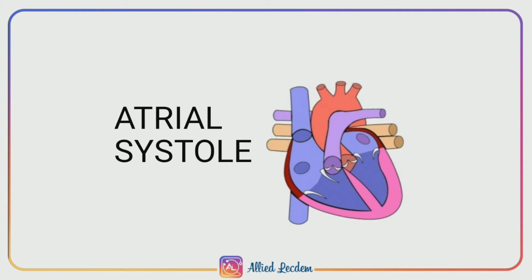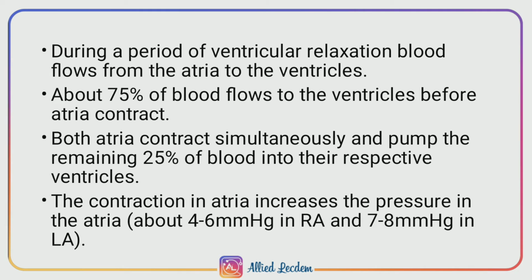Atrial systole, that is atrial contraction. During a period of ventricular relaxation, that is ventricular diastole, blood flows from the atria to the ventricles. About 75% of blood flows to the ventricles before the atria contract, and then both the atria contract simultaneously and pump the remaining 25% of the blood into their respective ventricles. So this contraction in the atria increases the pressure inside the atria, that is about 4 to 6 mmHg in the right atrium and up to 7 to 8 mmHg in the left atrium.